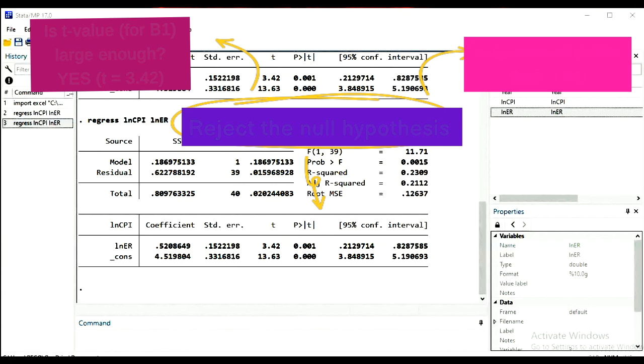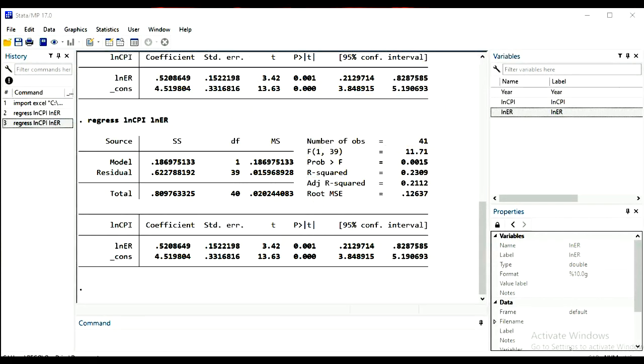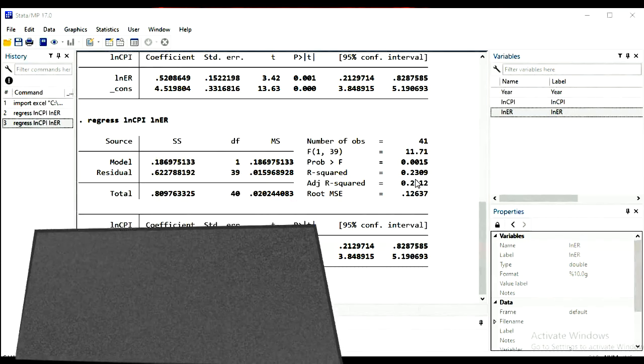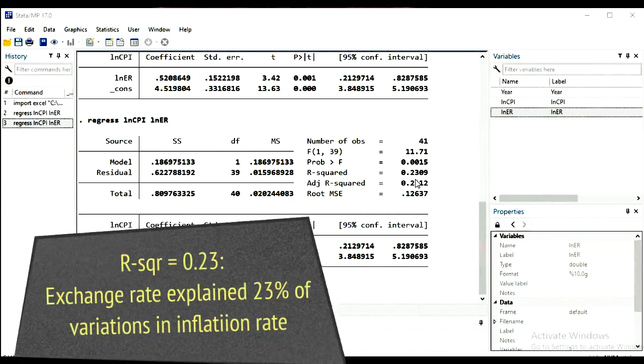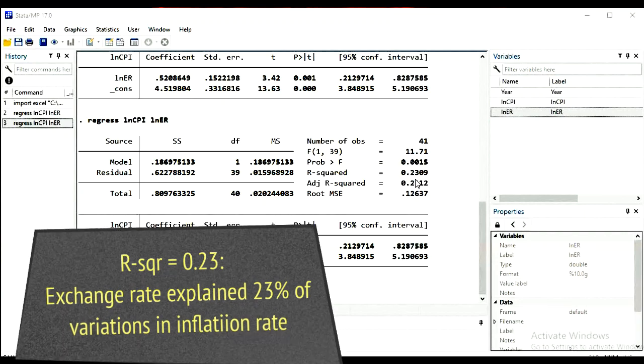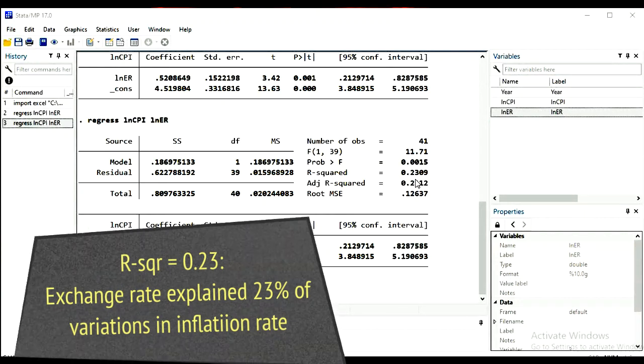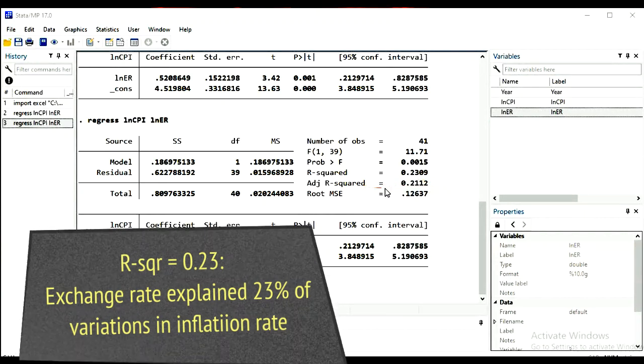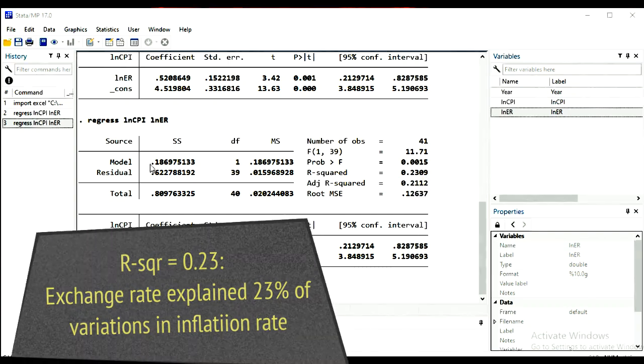Okay, it is also important to consider other aspects of the regression results. For example, here you can see the reported R squared, that is the coefficient of determination, is 0.23, meaning that the exchange rate alone explains about 23% of the variation in the inflation rate. And the adjusted version of the R squared is also close to the unadjusted one, that is 0.21. There is this one.